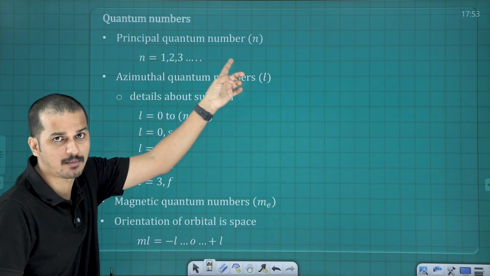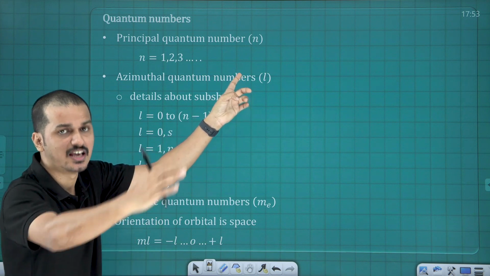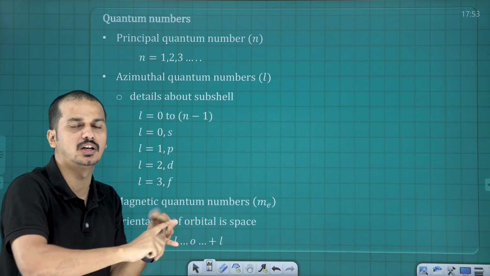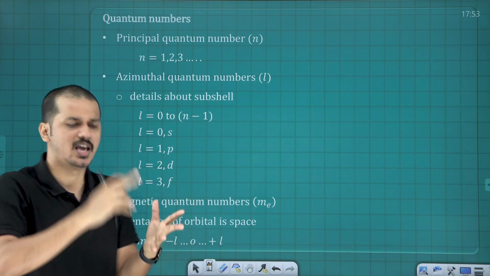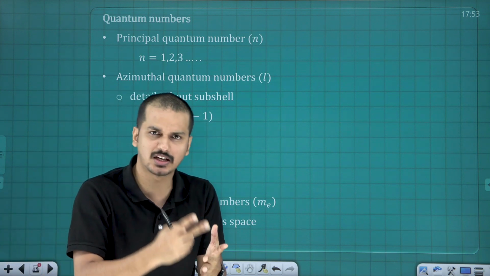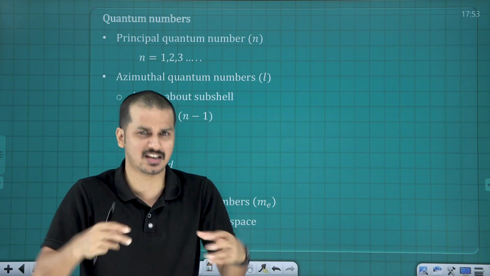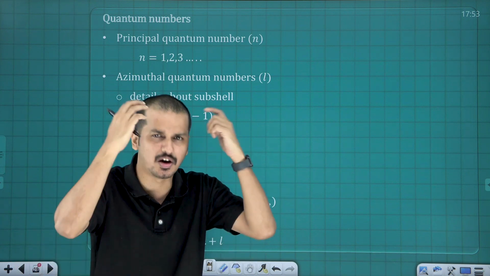What about principal quantum number? It gives the details about the shell in which our electron is present. Its possible value is n equal to 1, 2, 3, 4, etc. N equal to 1 means K shell, n equal to 2 means L shell, n equal to 3 means M shell, like that. I know that you guys know the idea, even though I am simply revising it. You have to keep it in mind.